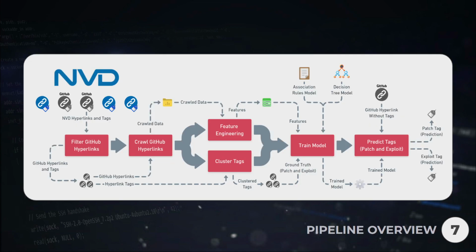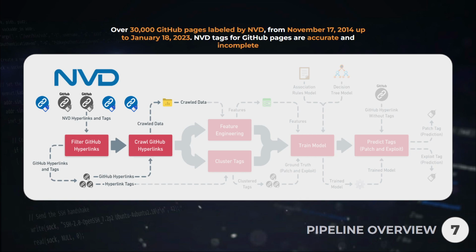Now we give an overview of our pipeline. So the first step of this pipeline consists in collecting data from NVD and GitHub. So from NVD we extract only hyperlinks pointing to GitHub. We also extract their tags. And in our analysis we observed that NVD tags are accurate but are also incomplete. So this represents an opportunity for us to predict tags for hyperlinks without any tags.